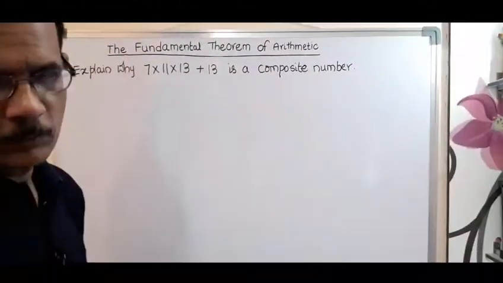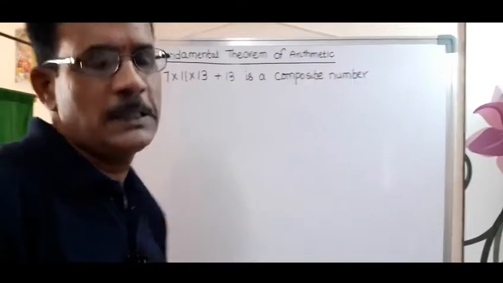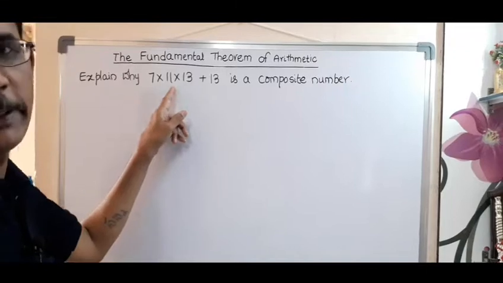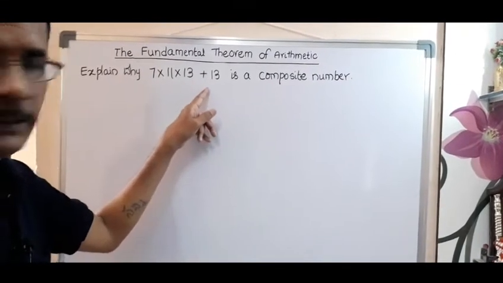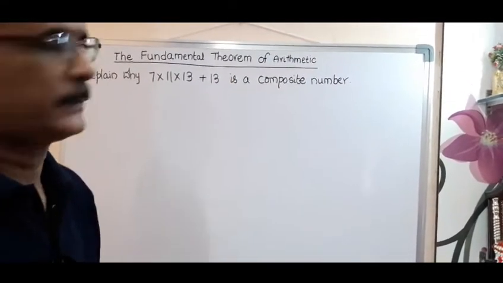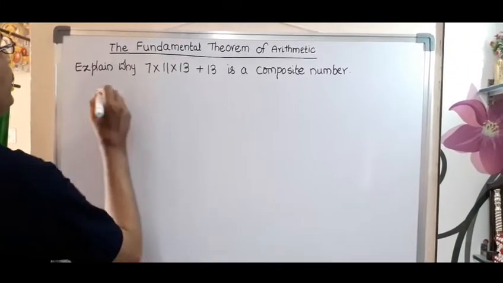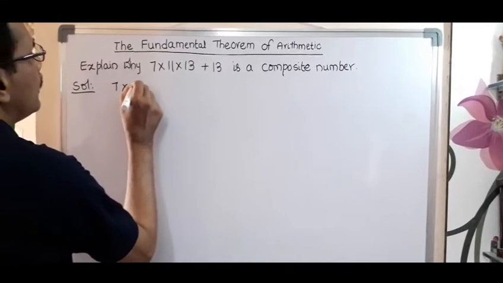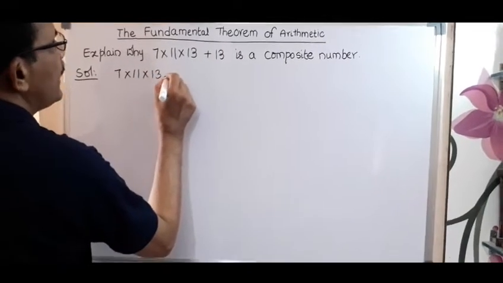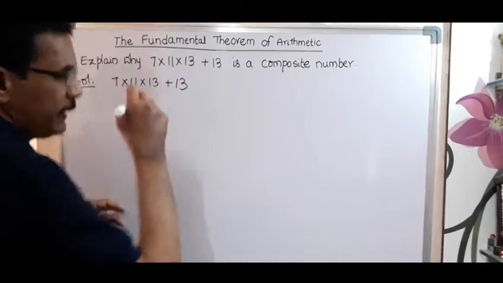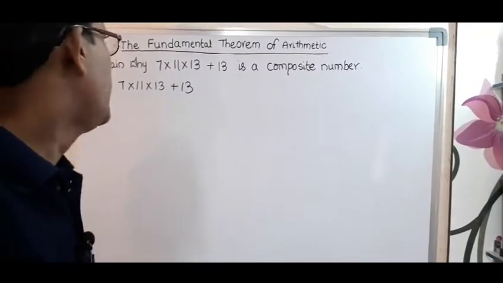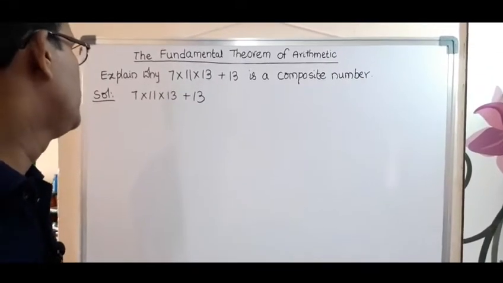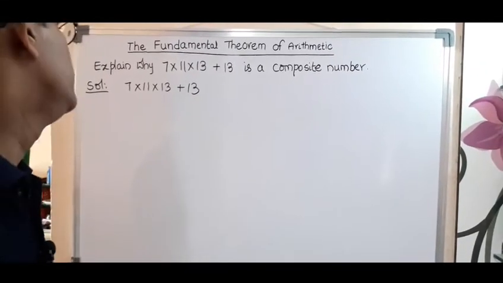Now, let us solve one more problem using this fundamental theorem of arithmetic. Explain why 7 into 11 into 13 plus 13 is a composite number. 7 into 11 into 13 plus 13, this is the given number. We have to explain, we have to give the reason, the justification why it is a composite number.